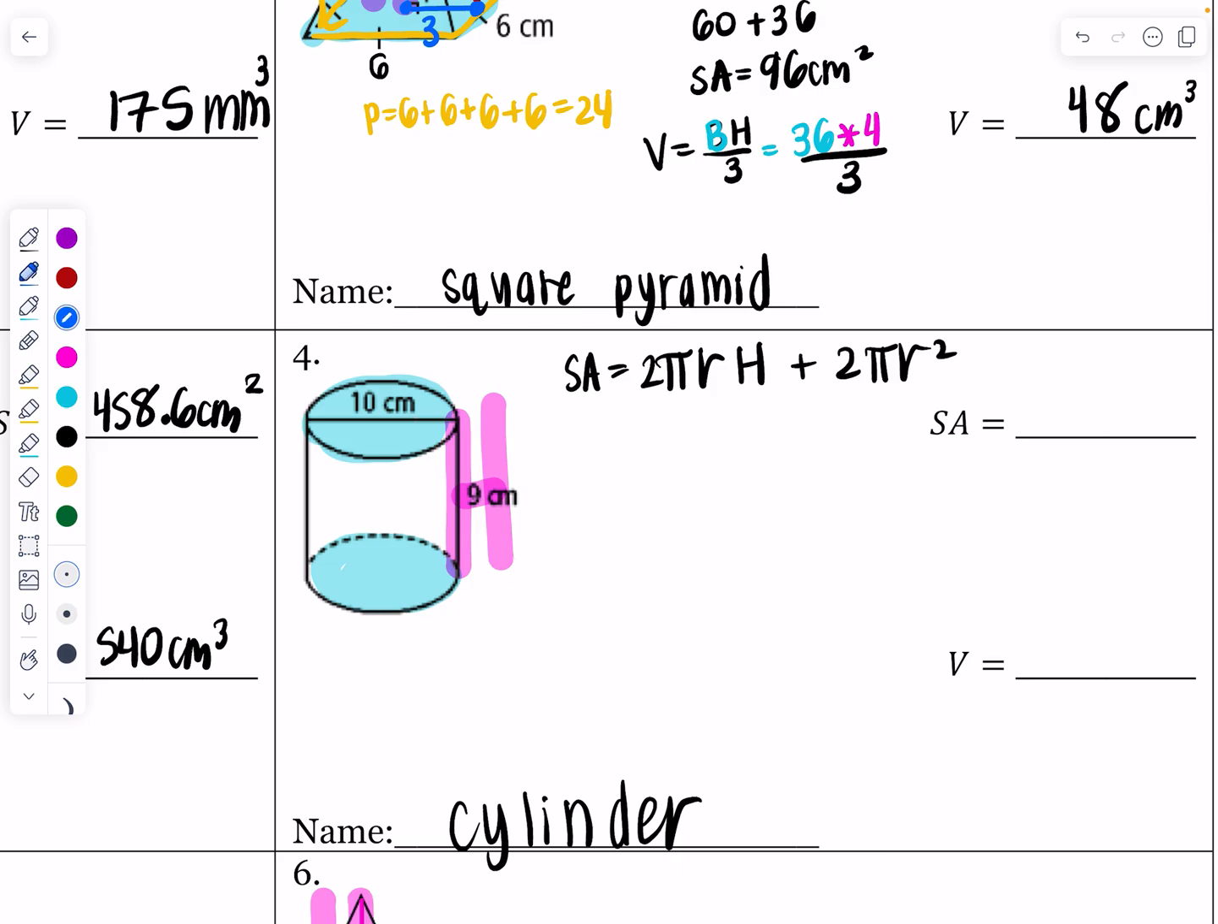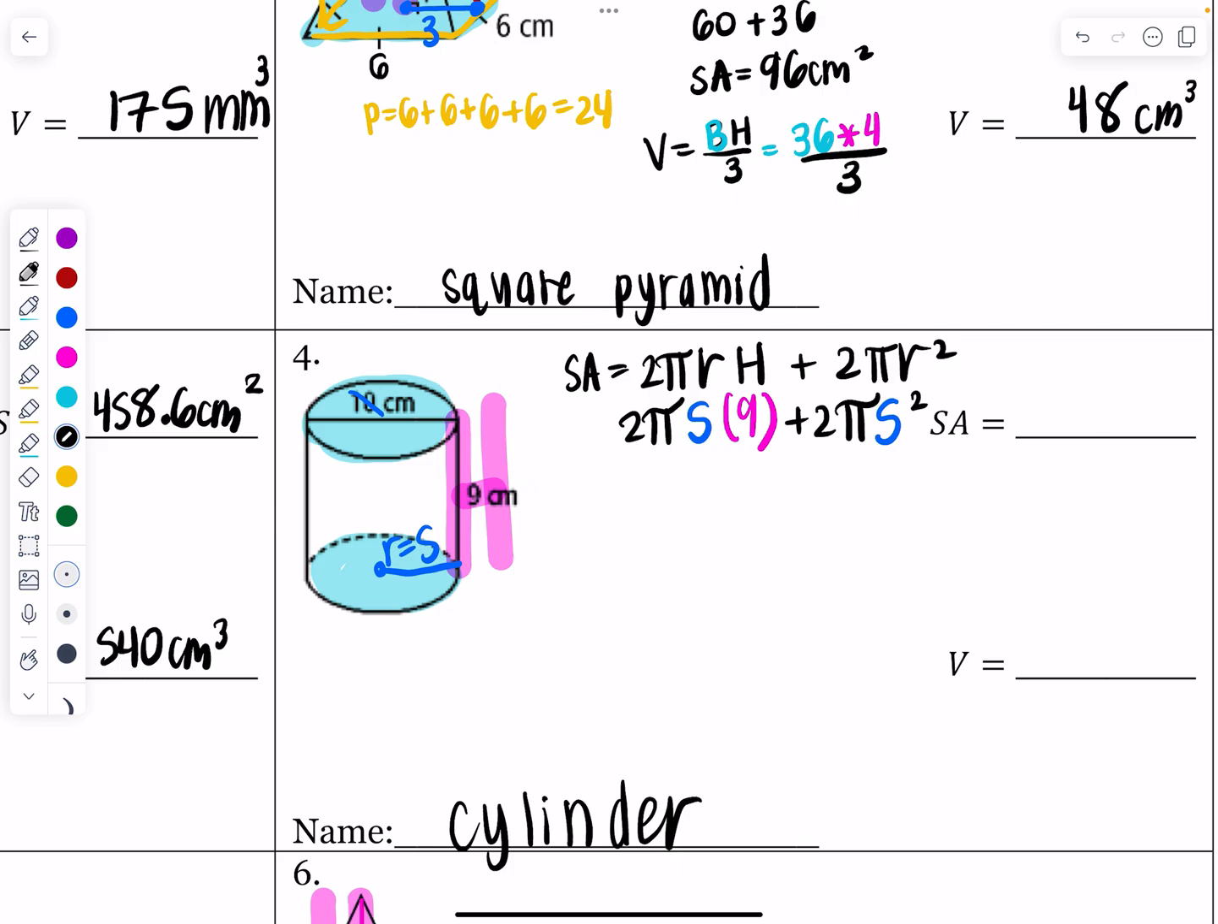So we do need our radius here. What is my radius going to be if my diameter is 10? My radius is going to be 5. So I'm going to cross out the 10 so I don't accidentally grab it. So that was 10, and so radius is 5. And so we're going to plug in our radius. So it's going to be 2 times pi times 5 times my height, which is going to be 9, plus 2 pi, my radius, squared.